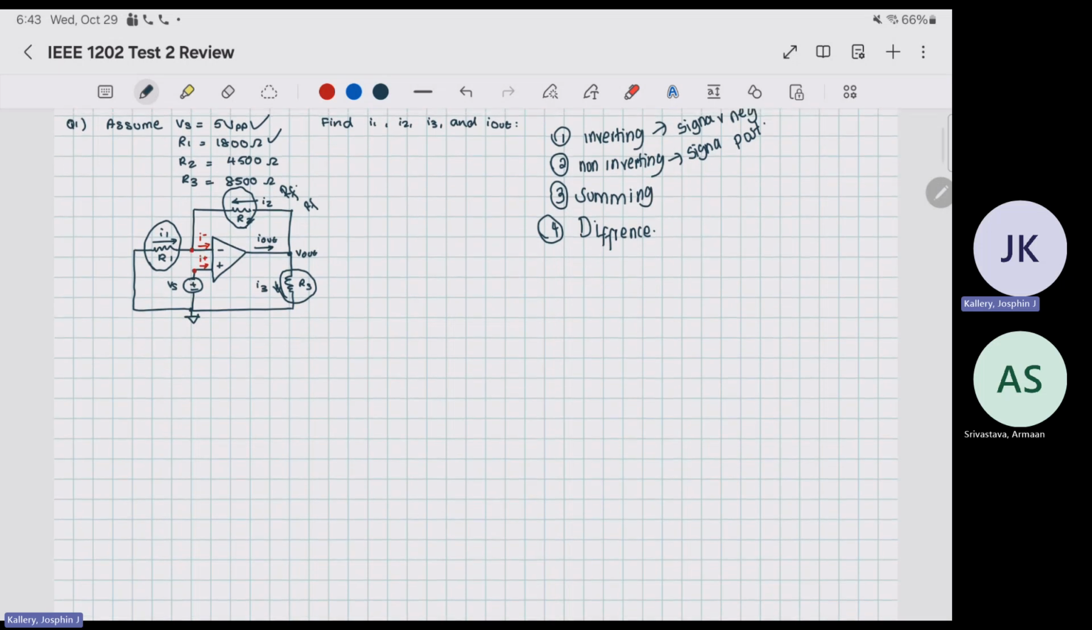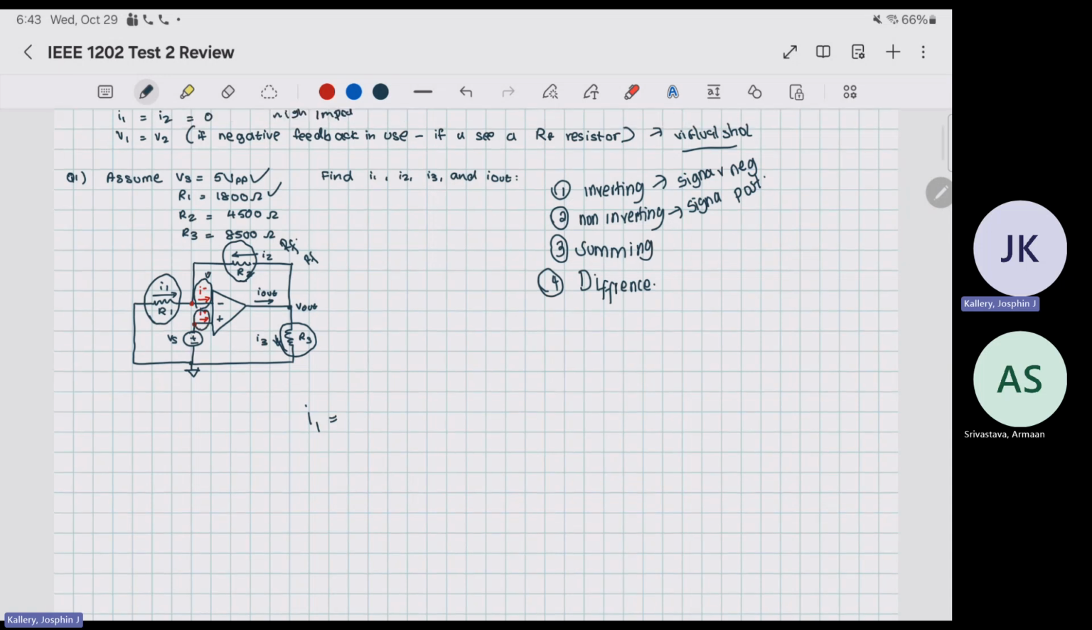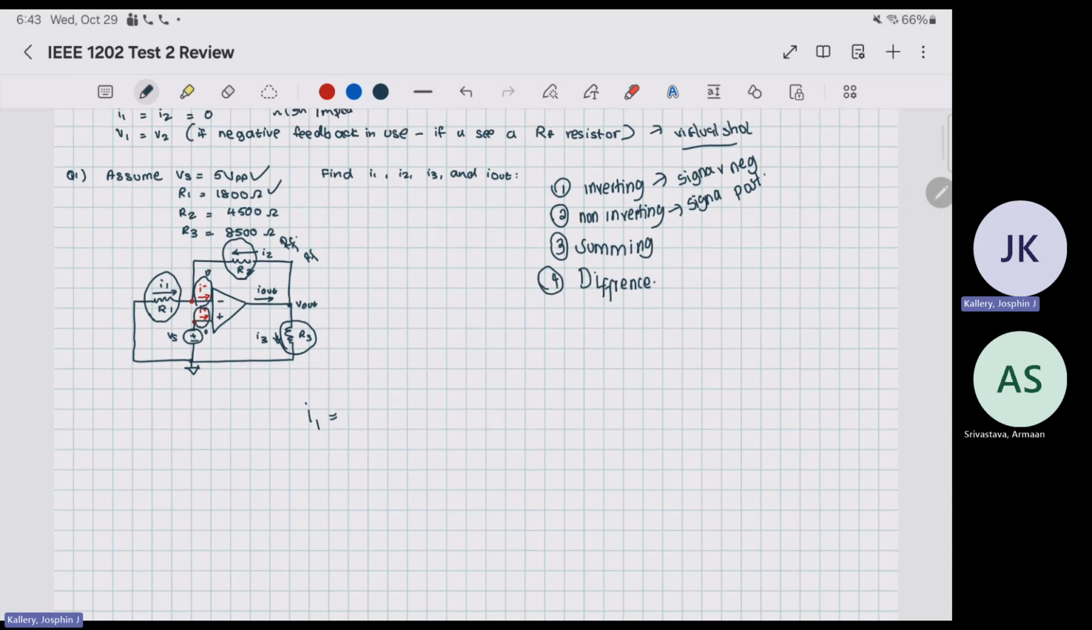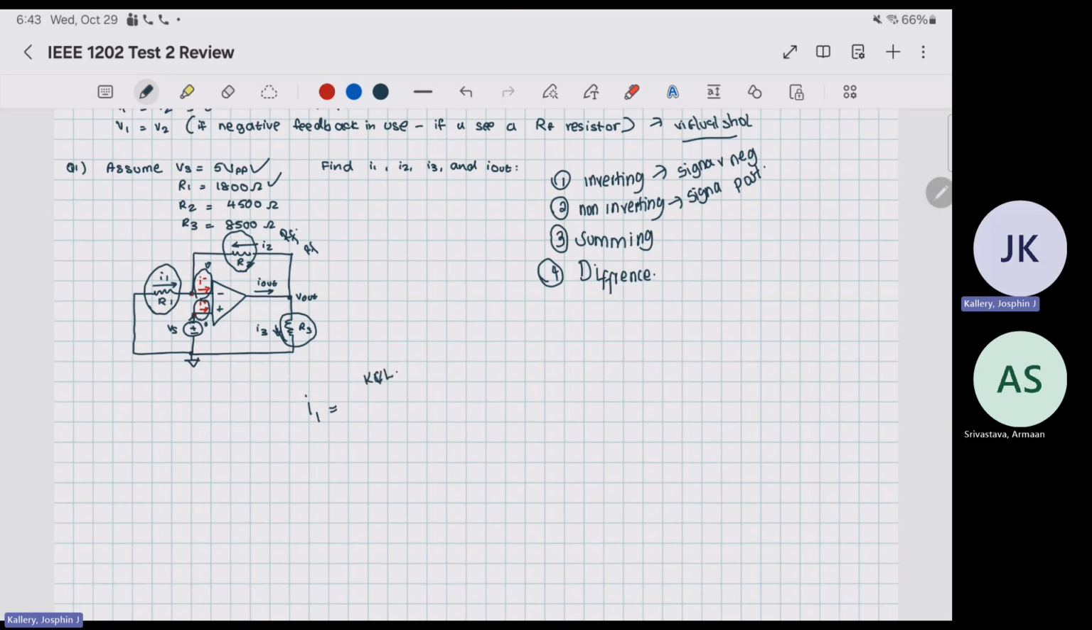Okay, so I1. Number 1, using our golden rules, we know that the current here is going to be 0, and the current here is also going to be 0, but the voltage here is going to be the same as the voltage here. Okay, so if we use KVL, sorry, is it KVL or KCL?